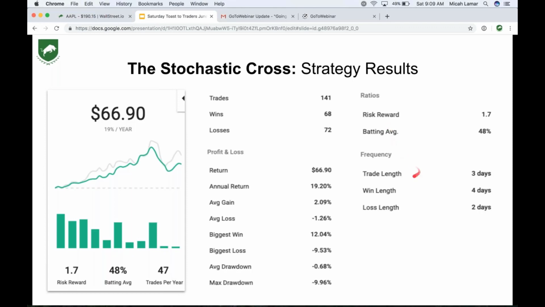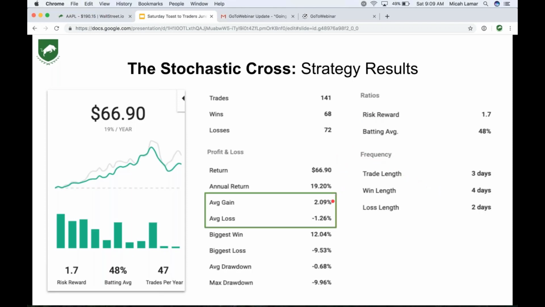But the kicker is the average win length is only 4 days. So if we're to take all the wins out of the 68 wins over the last 3 years and average out the amount of days that you're in the trade, you get 4 days in the trade. So it's a very fast strategy, right?